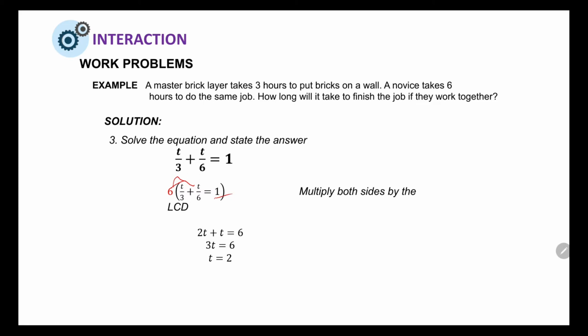Combine similar terms, so we have 3t is equal to 6, and divide the equation by 3. 3t divided by 3 is t, and 6 divided by 3 is 2. So meaning, it will take them 2 hours to finish the job working together.